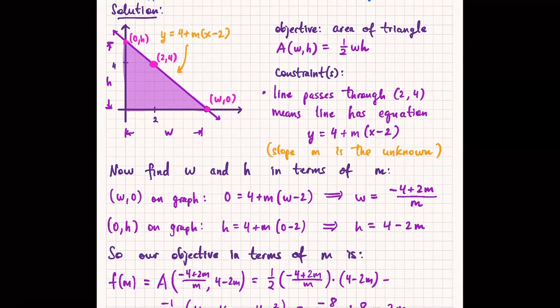One of the reasons why this is difficult is because we originally had a W and H, and we don't write W and H in terms of each other. We actually wrote W and H in terms of this third variable m, which kind of made a little bit of a challenge. But that's okay.